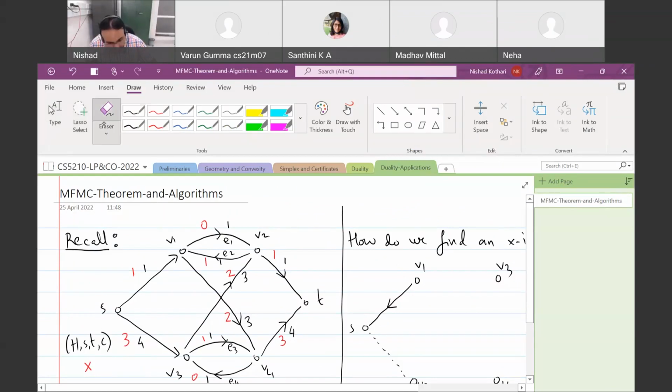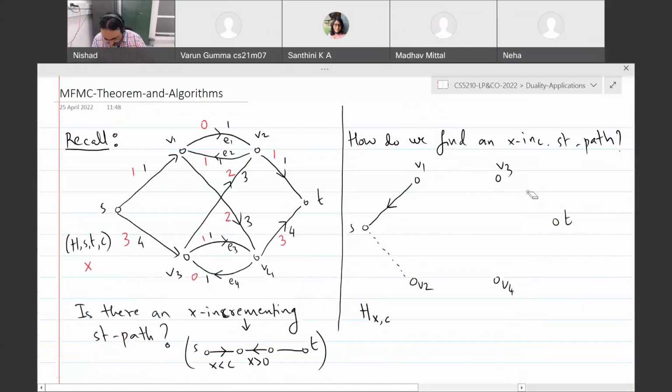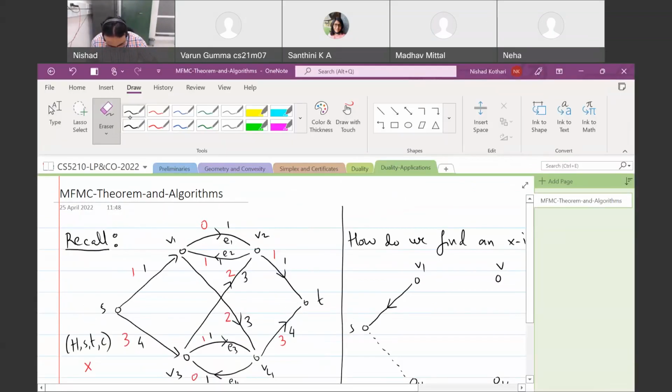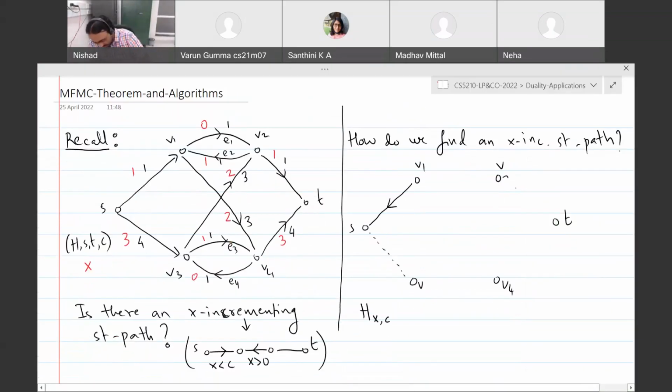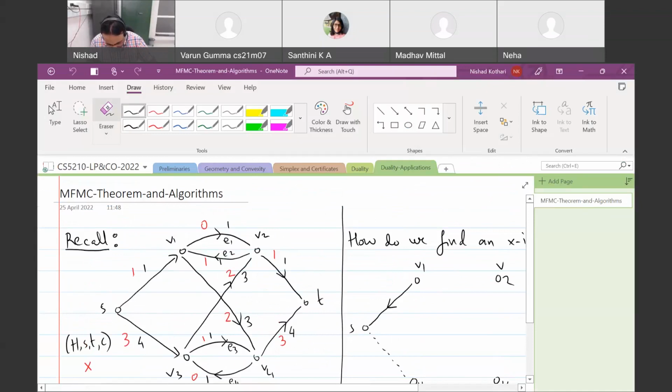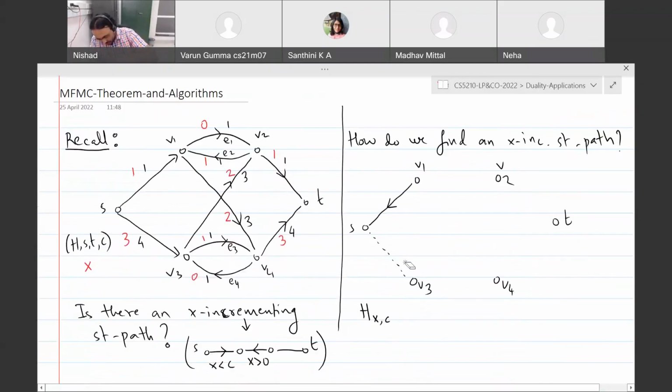So let me fix the labeling. The top two vertices are V1 and V2, and the bottom two vertices are V3 and V4. So this is V2 and this is V3. Thanks. So what we are going to do in this case, between S and V2, V3, we are going to put both the arcs because the current value is 3 and the capacity is 4. So either we can push one more or we can pull back 3. So we're going to put both of these arcs here.